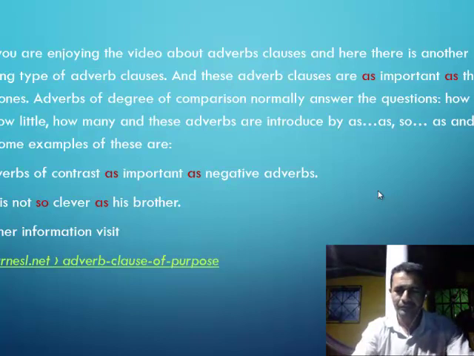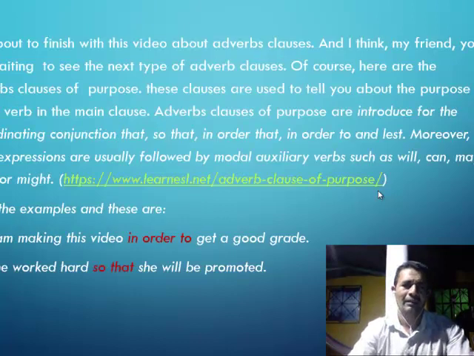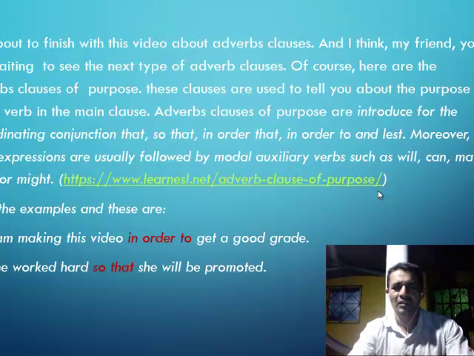Okay. I am about to finish with this video about adverb clauses. I think, my friend, you are waiting to see the next types of adverb clauses. Of course. Here are the adverb clauses of purpose. These clauses are used to tell you about the purpose of the verb in the main clause. Clauses of purpose are introduced by the subordinating conjunctions that, so that, in order to, and lest. Moreover, these expressions are usually followed by a modal auxiliary.